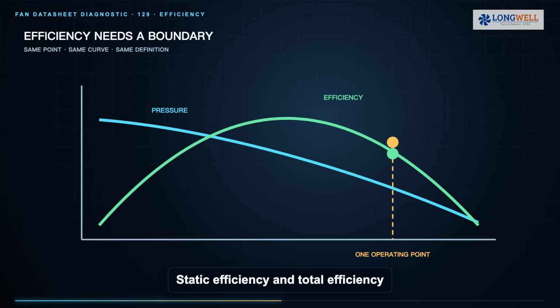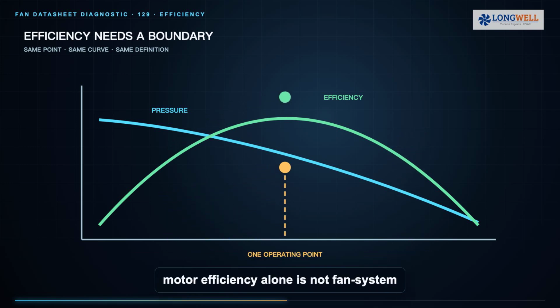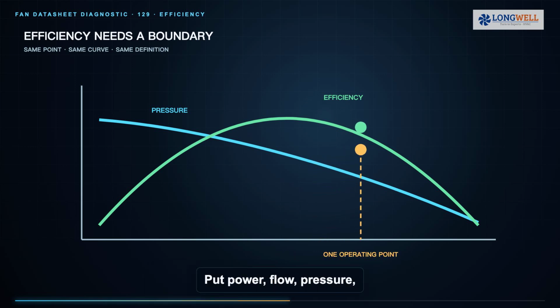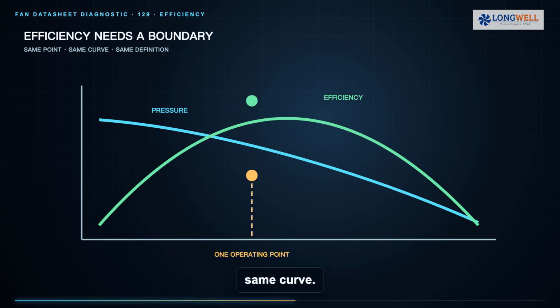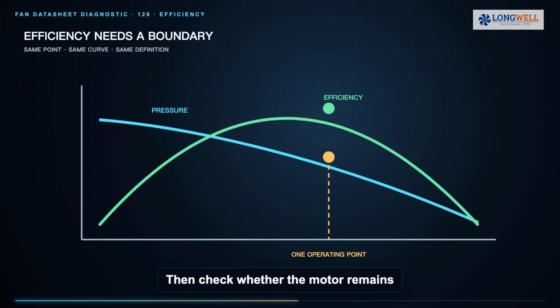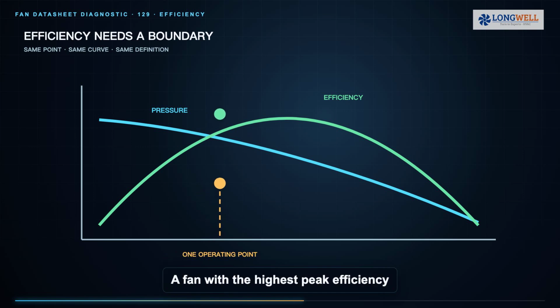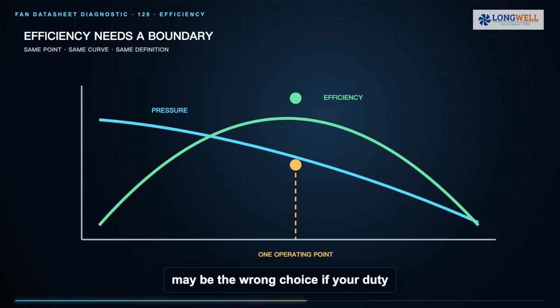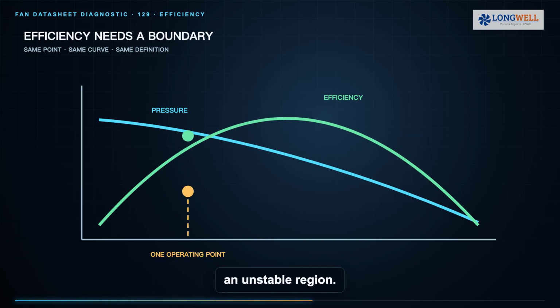Efficiency is meaningful only when its boundary and operating point are clear. Static efficiency and total efficiency use different pressure terms. Motor efficiency alone is not fan system efficiency. Put power, flow, pressure, and speed on the same point of the same curve. Then check whether the motor remains within its load and temperature limits across the intended control range. A fan with the highest peak efficiency may be the wrong choice if your duty point lies far from that peak or inside an unstable region.